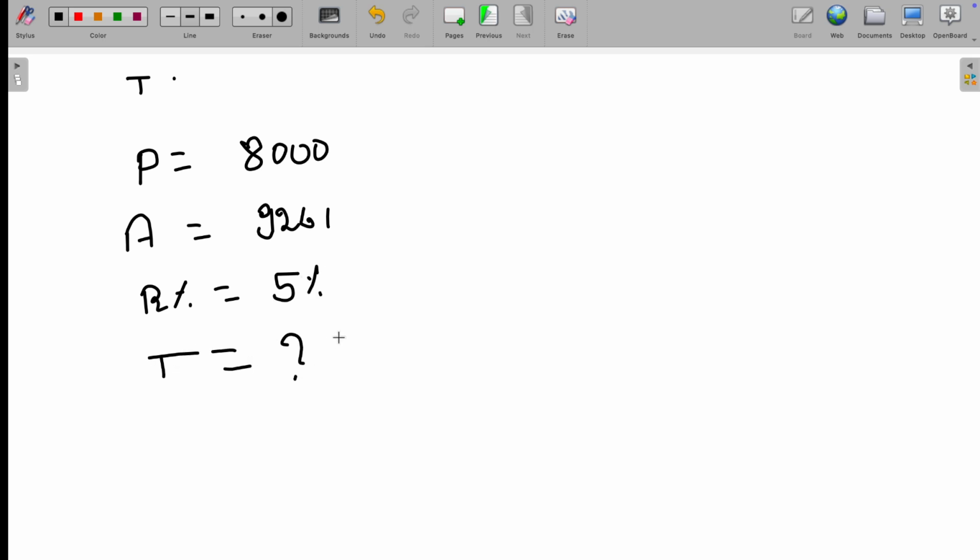You can apply the formula method. 9261 equal to principal 8,000 and so on. But instead of doing that, whenever they ask time, remember this. Can you tell what is the interest here? Because amount I know. What is the interest? Very good. 1,261 is the interest. Compound interest is 1,261. Till 1,261 we get, write a tree. 5% of 8,000, 400 for 1 year.